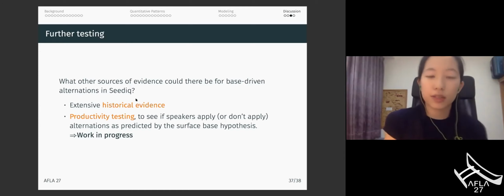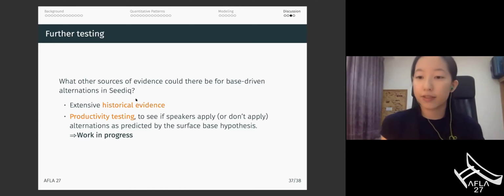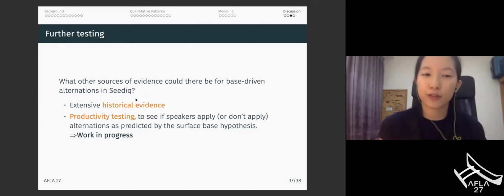And it would also be really helpful to have comparative historical data to see if there's direct evidence of restructuring in this direction. I haven't had much luck finding such data so far, but would really appreciate any sort of resources if people know of any.